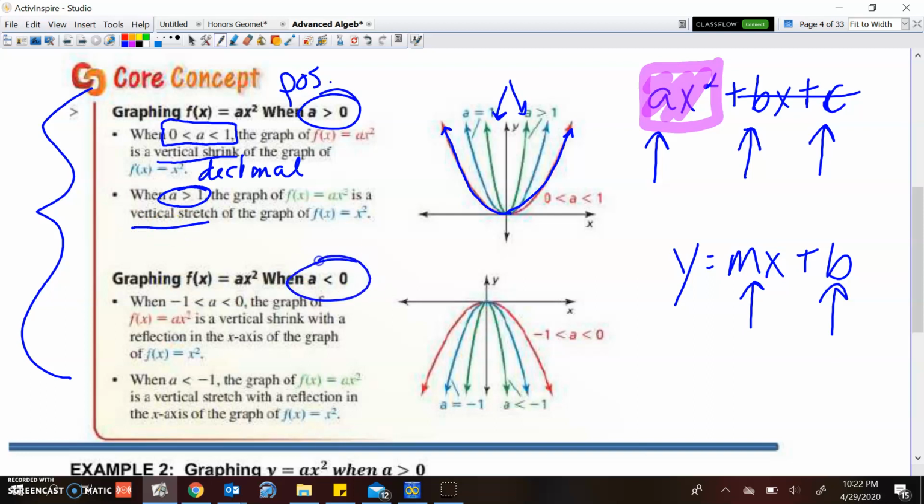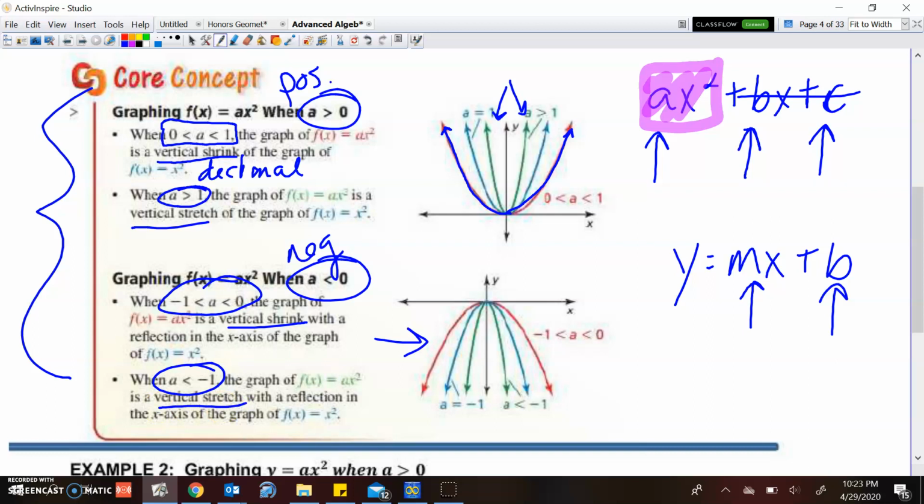And whenever a is less than 0, that's whenever it's a negative, and notice everything is upside down. So you have the same thing. A decimal is called a vertical shrink, and a whole value greater than 1, but in this case -1, is called a vertical stretch. Okay, so there's a lot of components there.